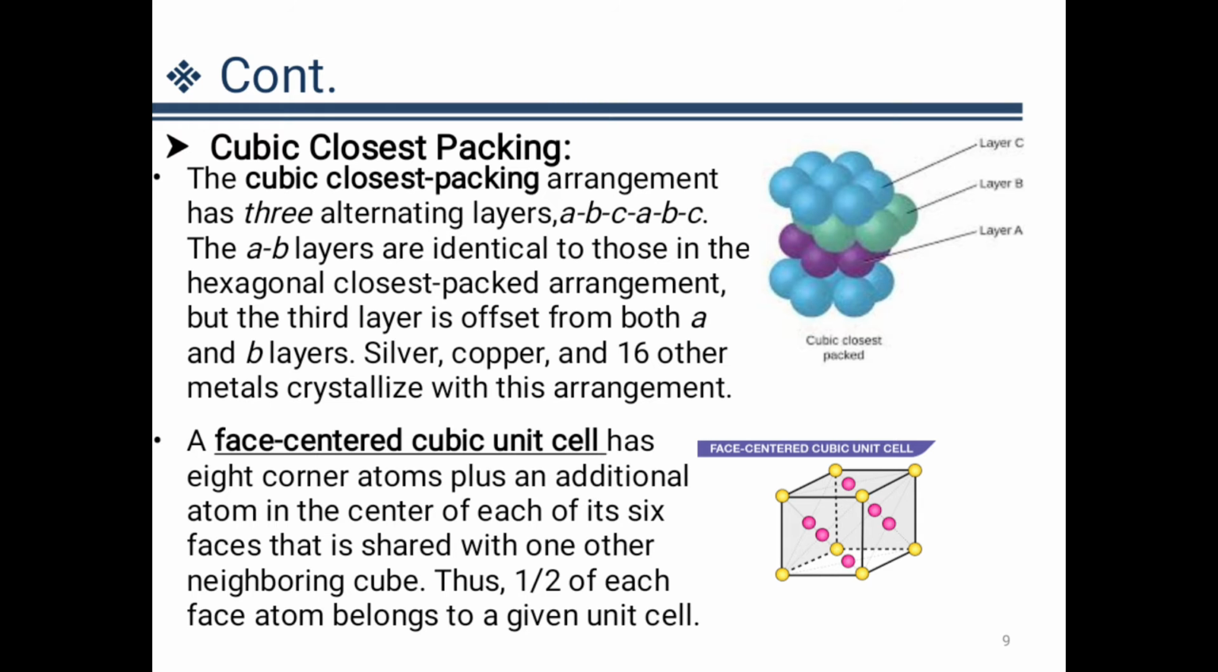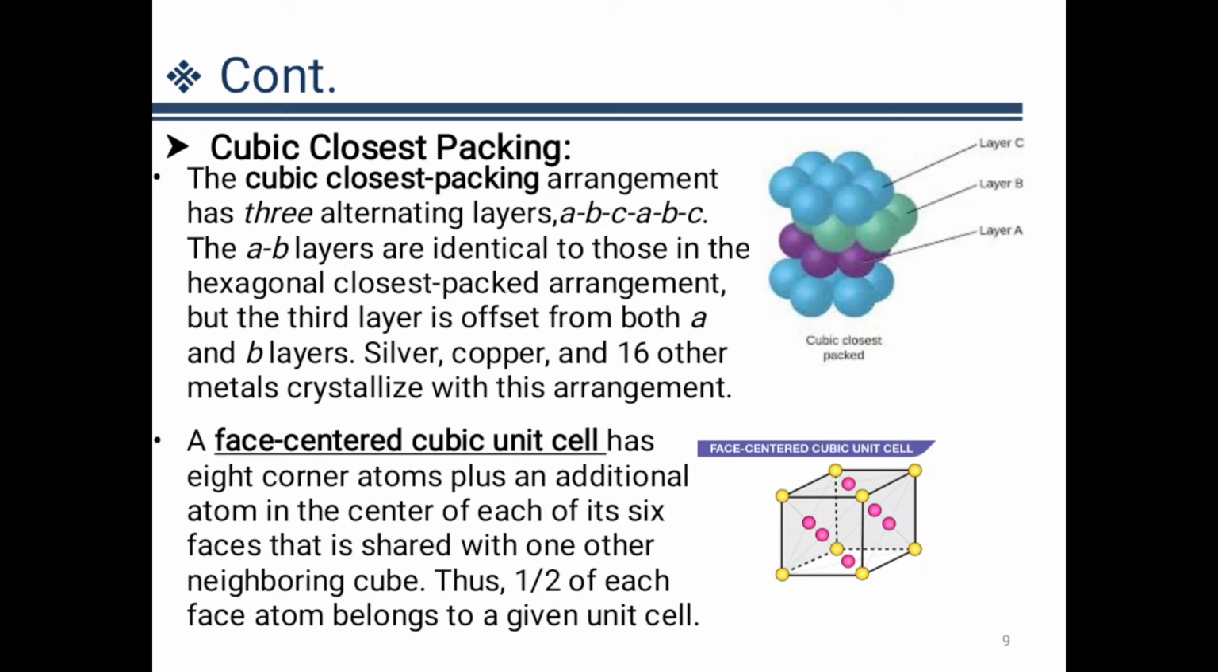A face center cubic cell has 8 corner atoms plus an additional atom in the center of each of 6 faces, which is shared with a neighboring cube. Thus, one half of each face atom belongs to a given unit cell.